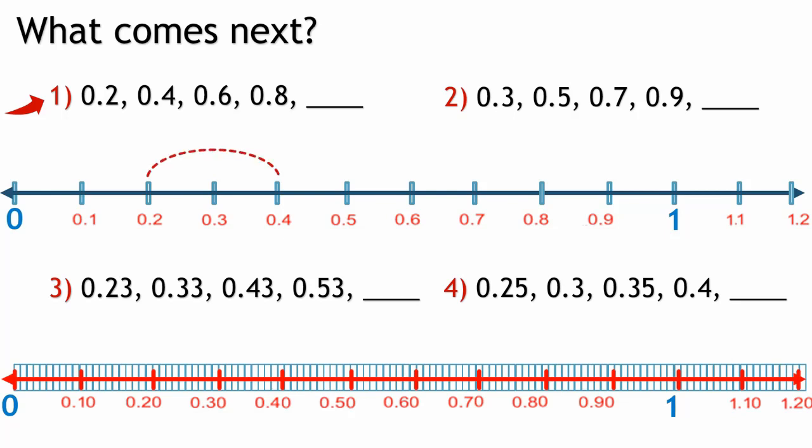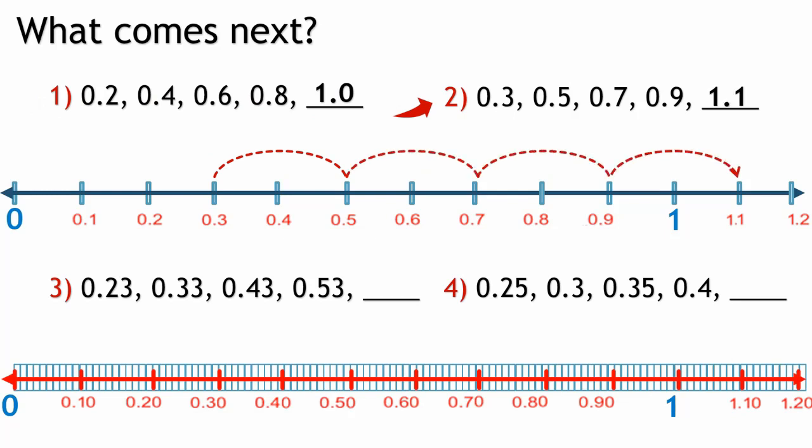Yes, that's correct, count on in steps of 2/10, and the next number will be 1. Because the condition for this pattern is, add 0.2 each time. Similarly, the next number in this series will be 1.1. How about this sequence?